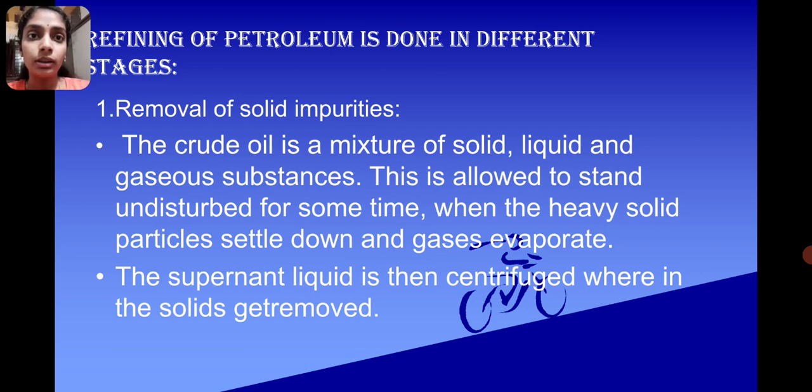Refining of petroleum is done in different stages. 1. Removal of solid impurities. The crude oil is a mixture of solid, liquid, and gaseous substances. This is allowed to stand undisturbed for some time, when the heavy solid particles settle down and gases evaporate. The supernatant liquid is then centrifuged, wherein the solids are removed.